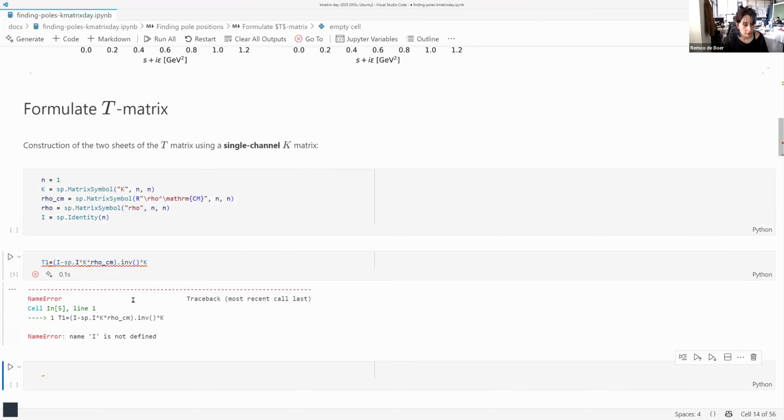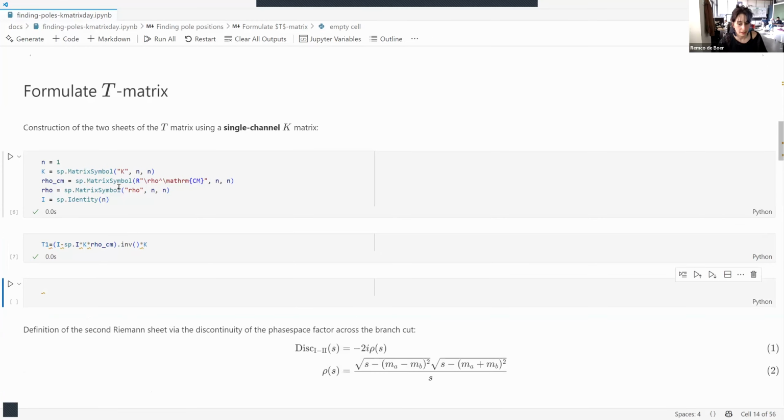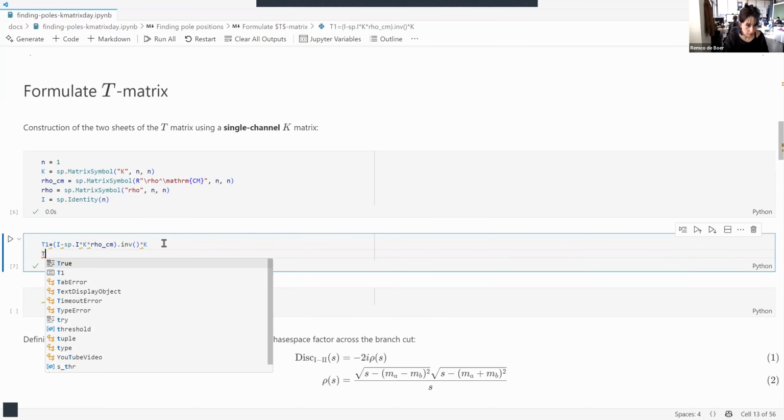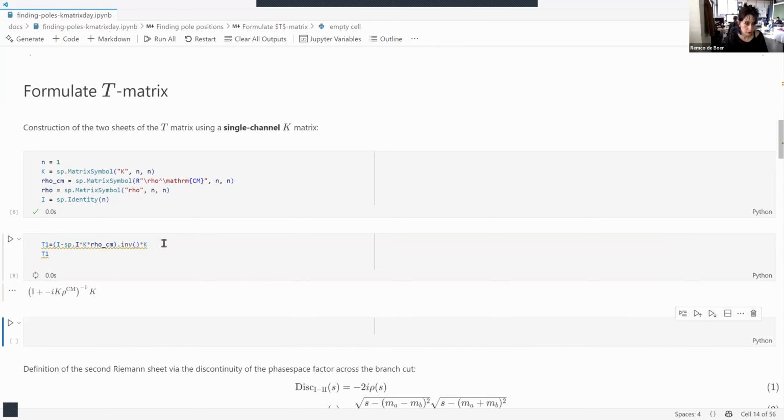Okay, not defined. Maybe I should run the cells above. Cool, now it's working. Nice. So I have constructed the T matrix now. I can also print out the expression with SymPy here. For example, now I print out T1. And here I have my nicely rendered LaTeX expression.